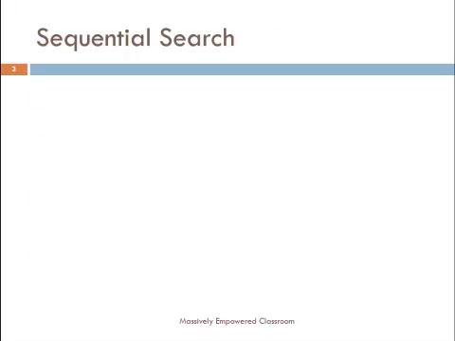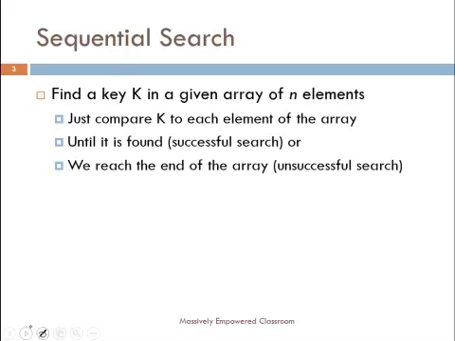Let us look at a particular problem called sequential search. Here, like I said, you are searching for a key in a set of data elements. You are given a key k, and then you are given an array of n elements. The objective is to find the index of the element in the array that is equal to the key k. So we need to compare k to each element of the array.